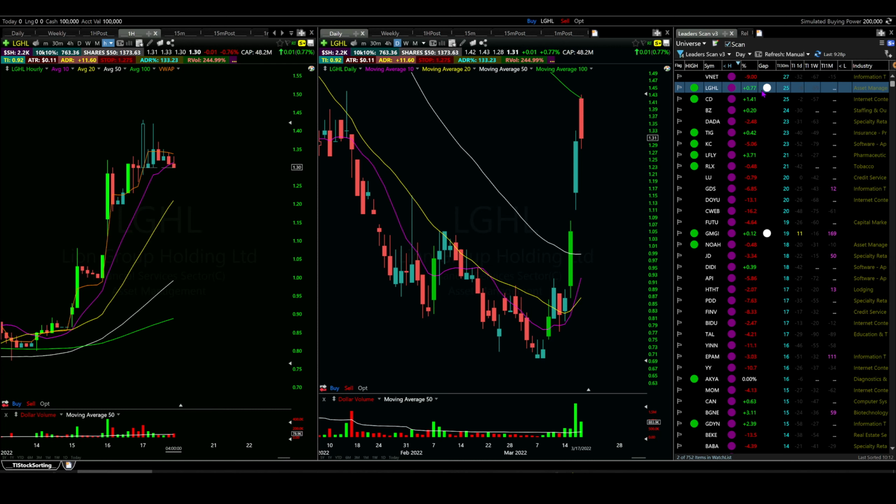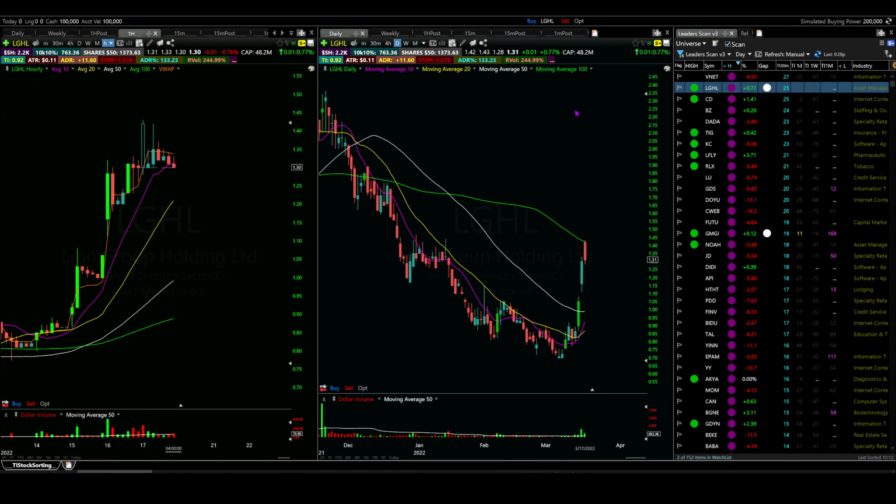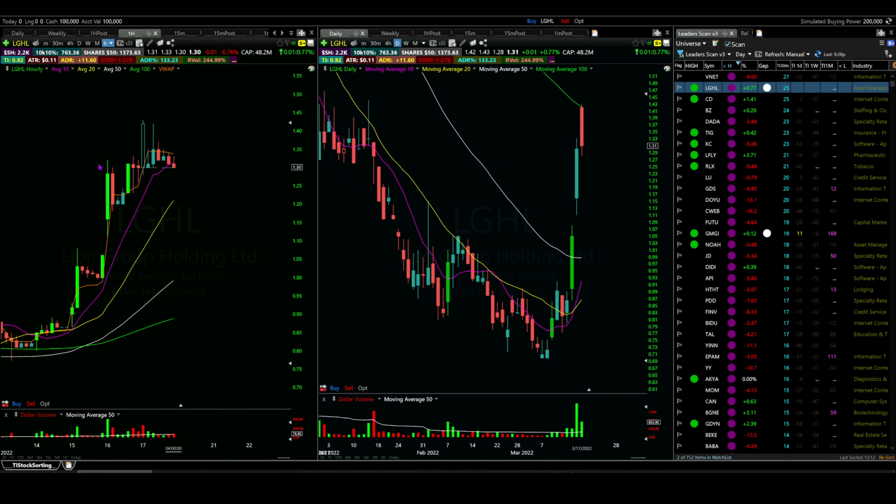And so this one actually gapped up, the daily chart hitting this moving average. And the hourly chart looks like this. And so that's an interesting kind of pattern there.